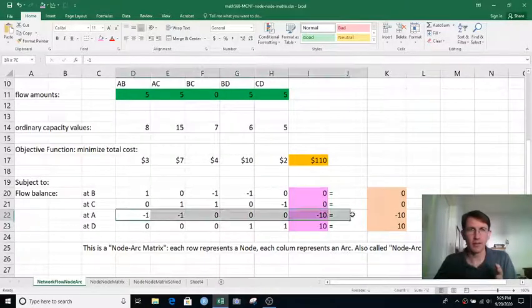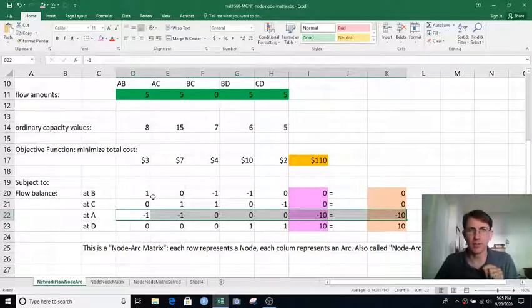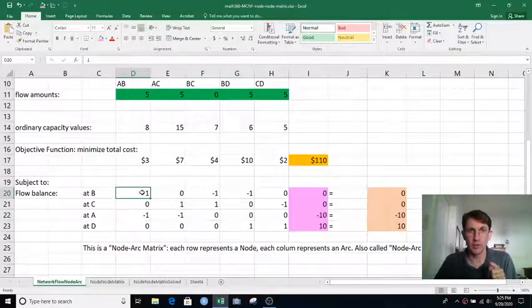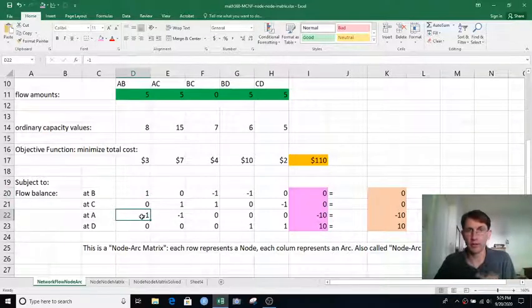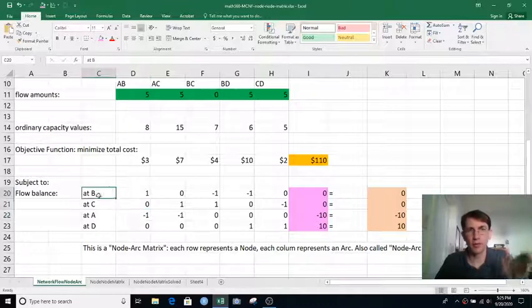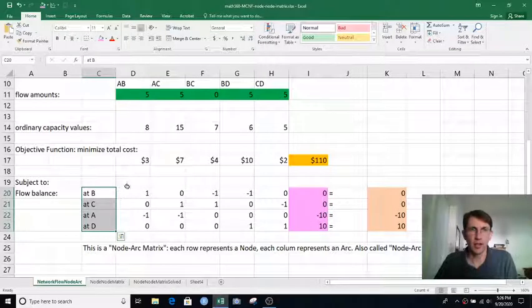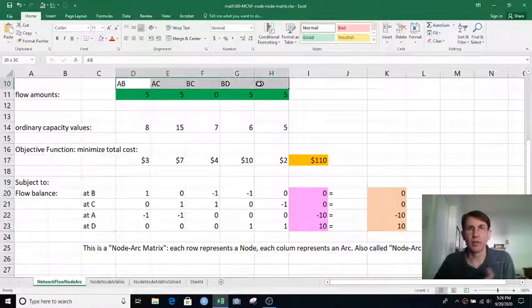And it feels a little weird to do this, but then we had that nice pattern that every column was a road, and it had a +1 for the node that it was inflow to, and a -1 for what it was outflow from. And then all the other entries in that column were 0. And that's a node arc matrix. Each row represents a node. Here they aren't in alphabetical order, but that's fine. And each column represents an arc or a link. So that's the basic setup.